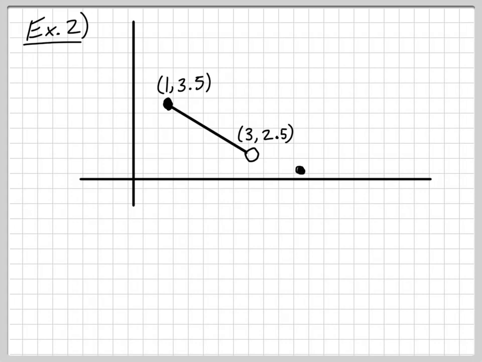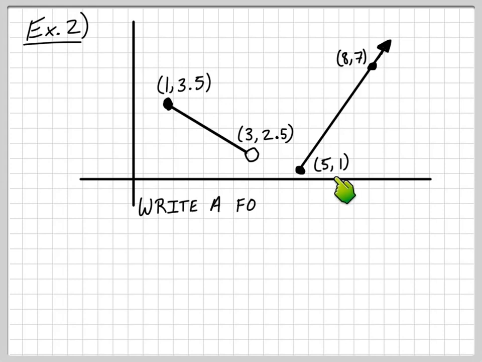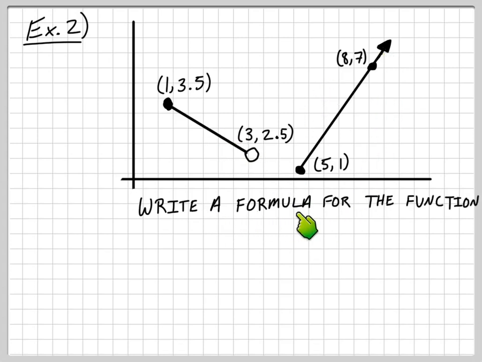And then the other piece, the other line here, 5, 1, and then 8, 7. Notice this one's got an arrow. And I want you to write the formula for the function. You know it's a piecewise function, it's got 2 pieces. So this piece has 2 endpoints. This one starts at 5, 1, and it goes through 8, 7, but it also has an arrow, so it looks like that points off to infinity.